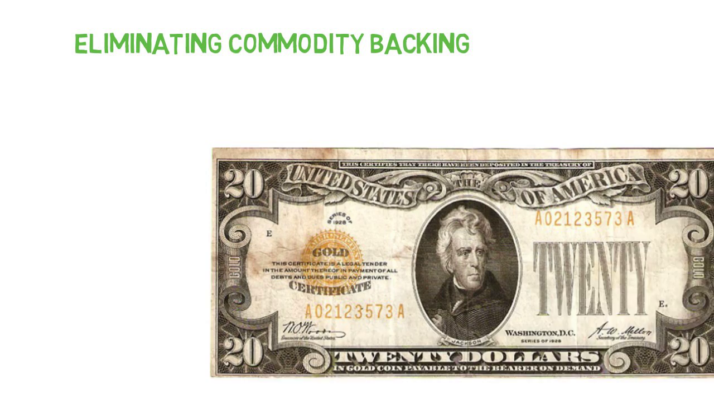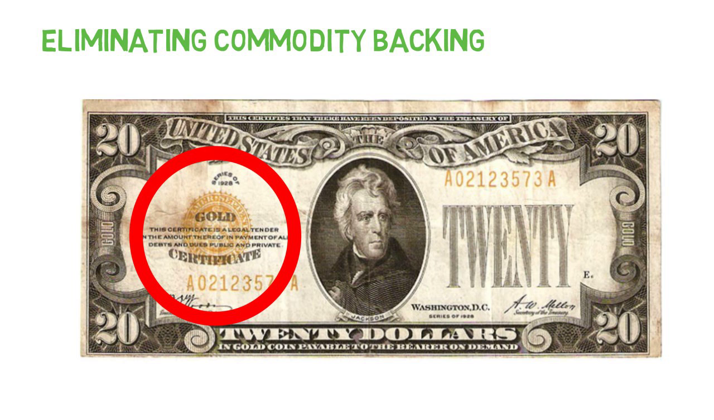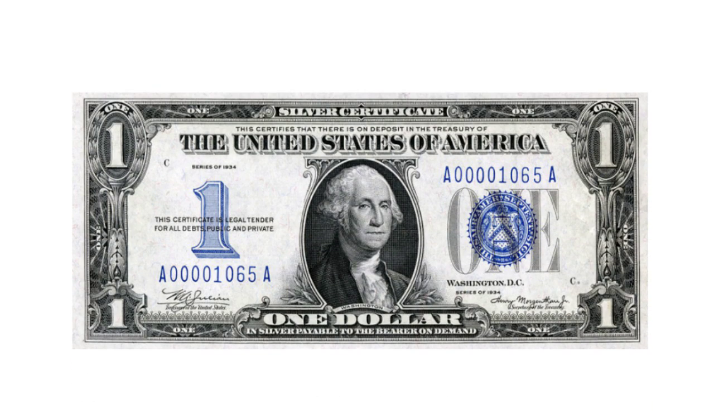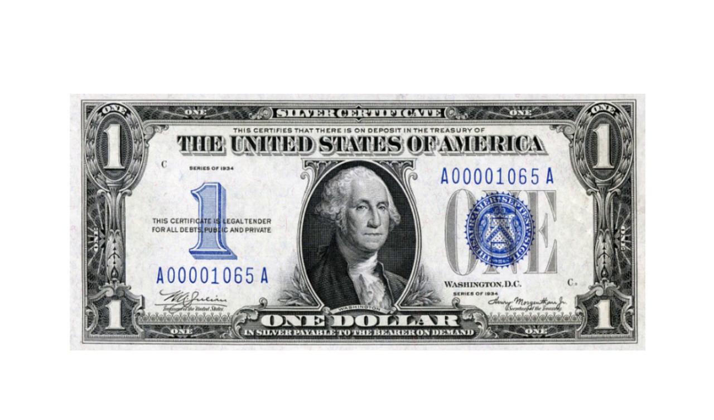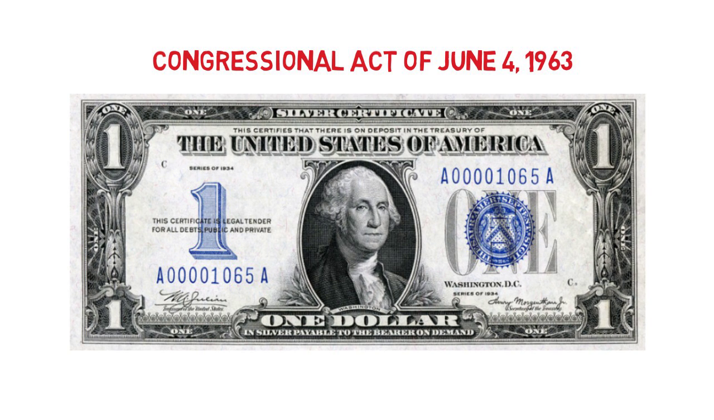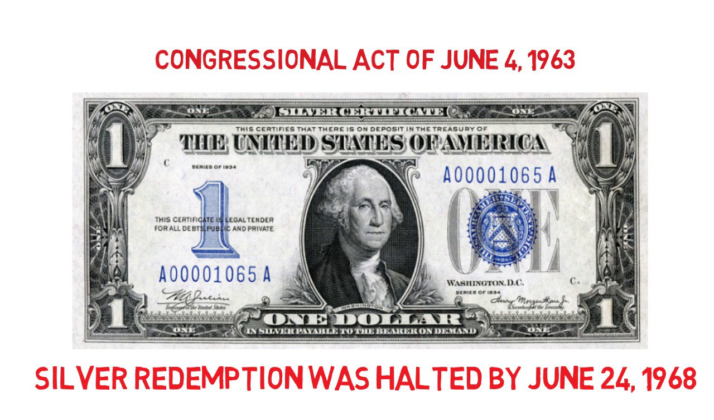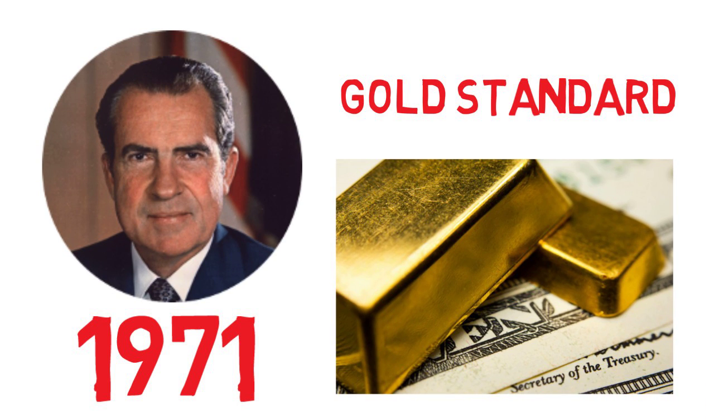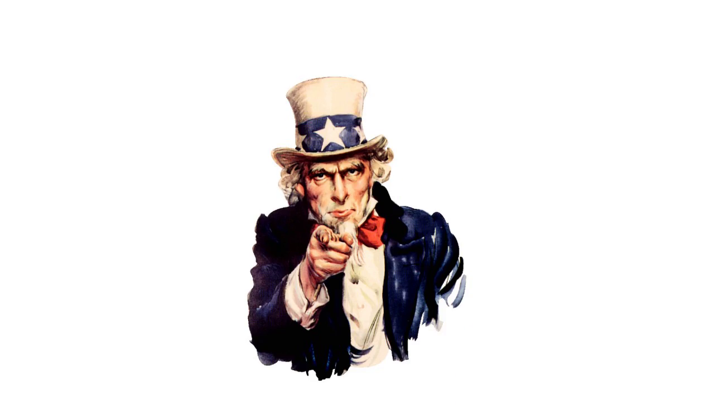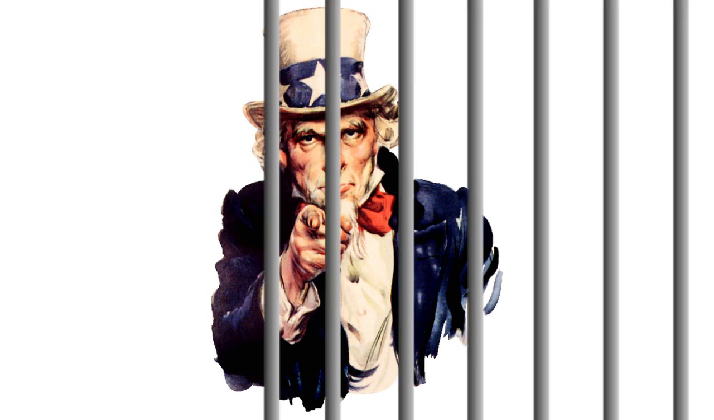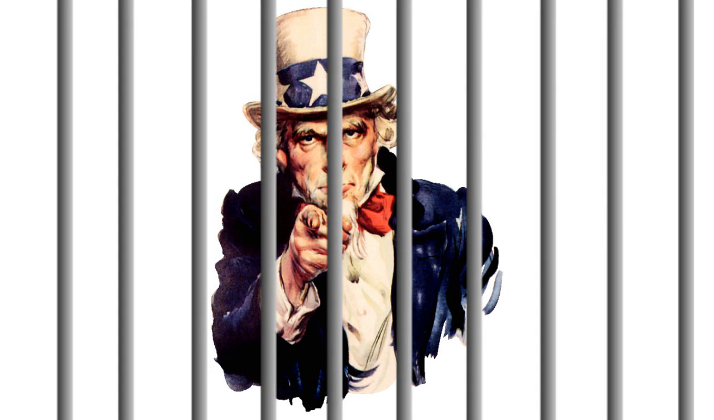Number 2, eliminating commodity backing. By eliminating commodity backing of a paper currency, the only backing is by government decree. For example, silver certificate legislation in the U.S. was abolished by Congressional Act of June 4, 1963, and all redemption in silver was halted by June 24, 1968. Also in 1971, President Richard M. Nixon took the U.S. off the gold standard. From that day forward, the United States has been on a complete fiat currency. A fiat currency is not backed by a commodity, it's only backed by the government decreeing paper currency as money. Now this has lasted for over 40 plus years.